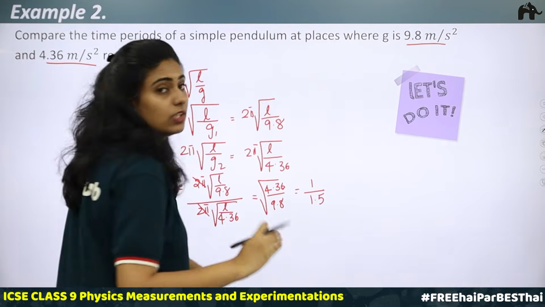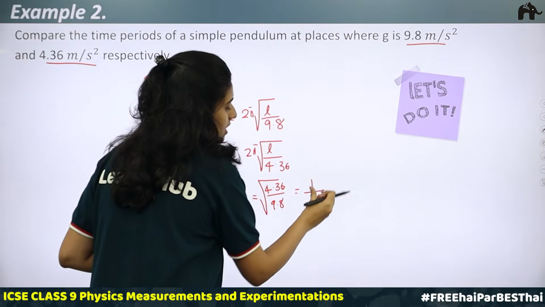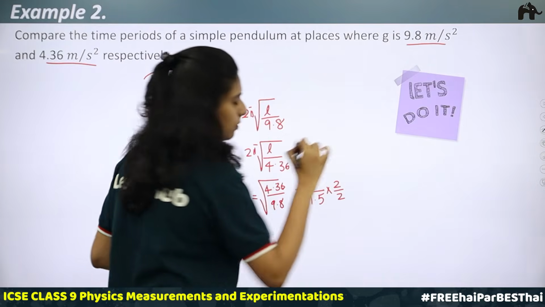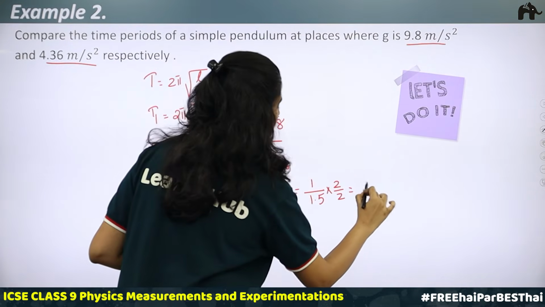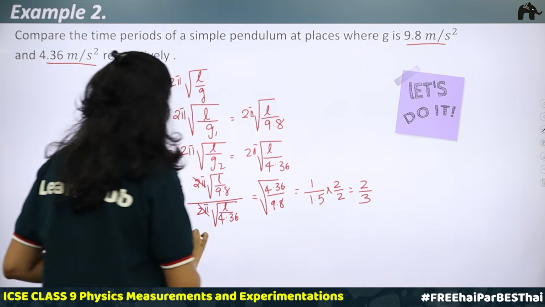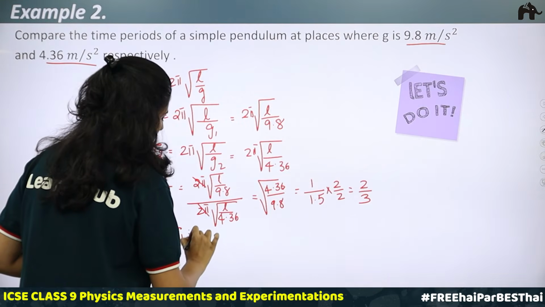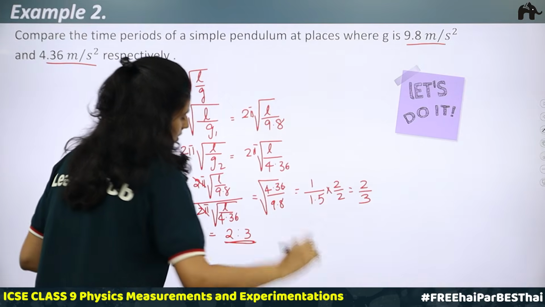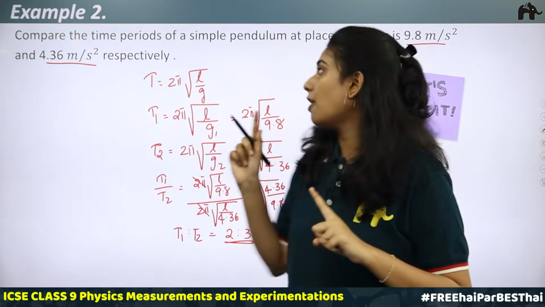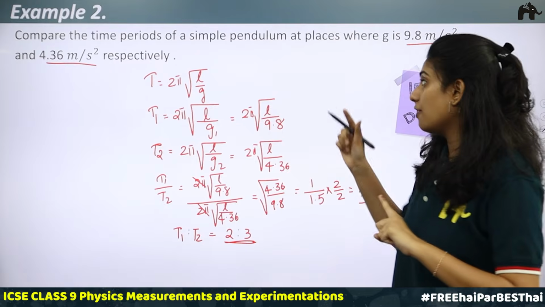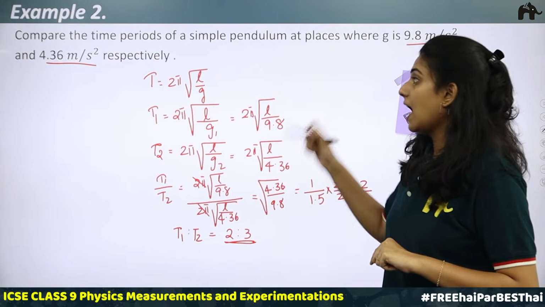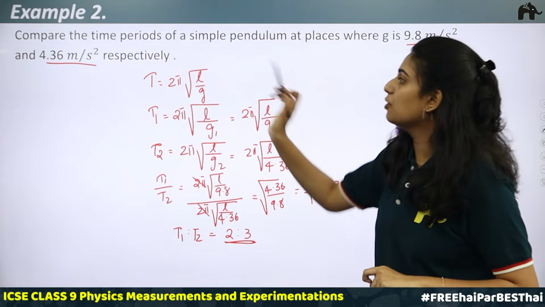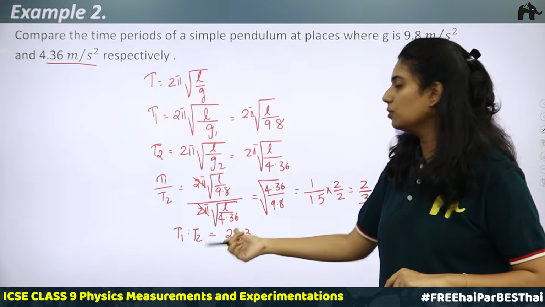Okay, in ratio we need it as whole numbers. So what you are going to do is you are multiplying numerator and denominator with 2. You will be getting 2 divided by 3. Therefore, T1 is to T2 is equal to 2 is to 3. Okay, so the ratio of the time periods of a simple pendulum at G is equal to 9.8 and 4.36 is equal to 2 is to 3.